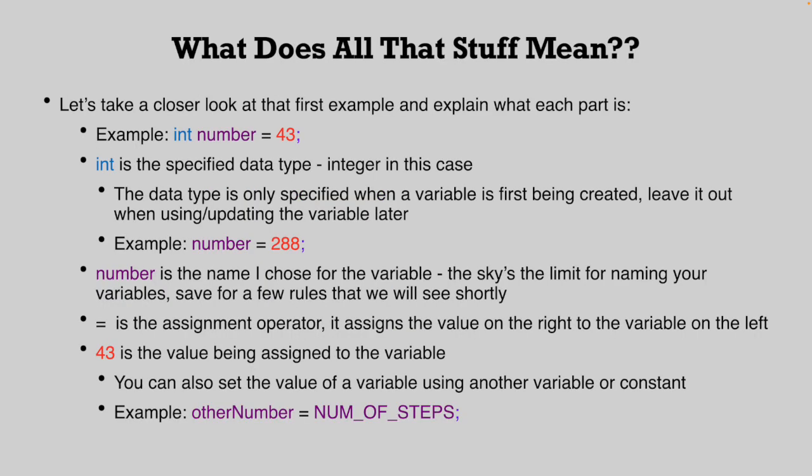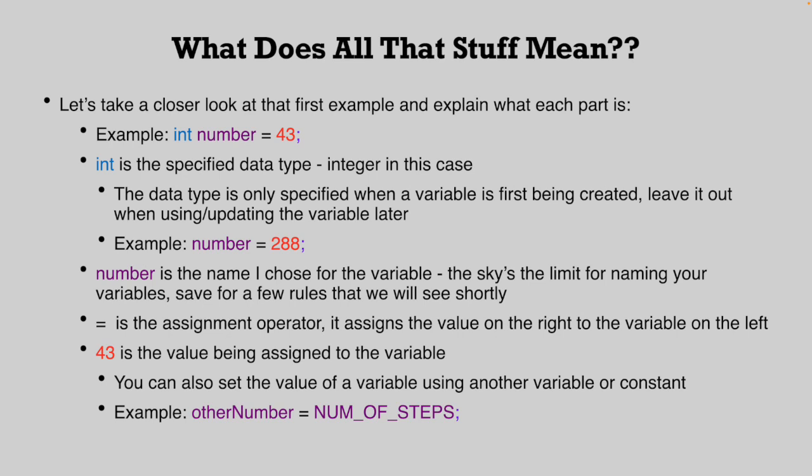Of course, you're probably asking what all that stuff means if you've never programmed before. So let's take a closer look at one of those examples, int number equals 43. First the int. The int is the specified data type, which is an integer in this case. The data type is only specified when a variable is first being created. You're going to want to leave it out afterwards when you're using or updating the variable.